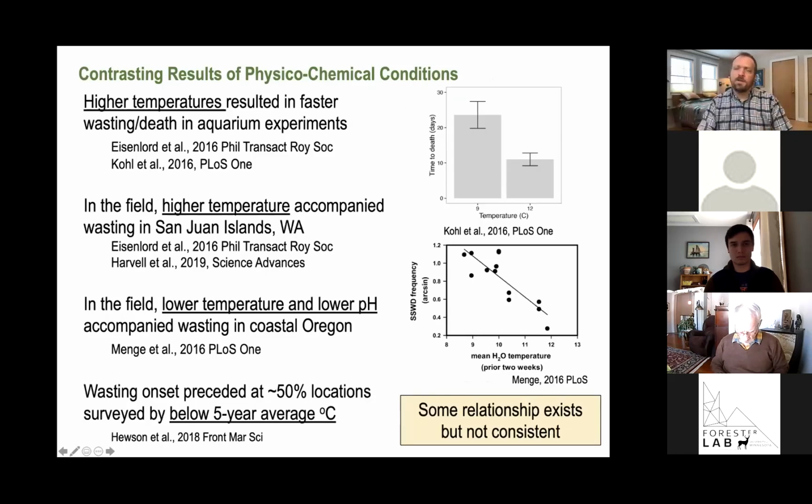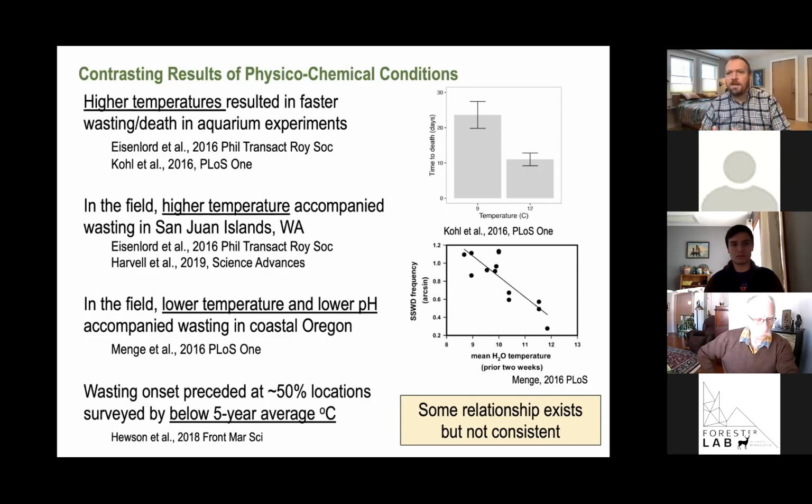If we look at other studies that were done around the same time, there was some suspicion that this might be related to temperature. Obviously, the oceans are changing, and thermal expansion and heat waves are occurring more frequently. A couple of people found that higher temperatures resulted in faster wasting and death in aquarium experiments. In other words, they would die anyway, but they would die faster under warmer conditions. Certainly observations in the field seem to line up with that. Higher temperatures accompanied wasting in the San Juan Islands, and it was sort of a threshold effect. You had a mean temperature of about 2 degrees higher than what it normally is, and suddenly they would start dying.